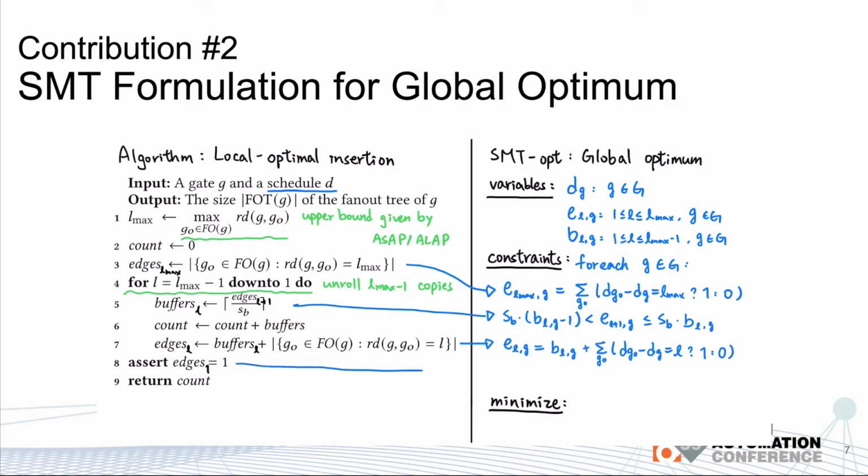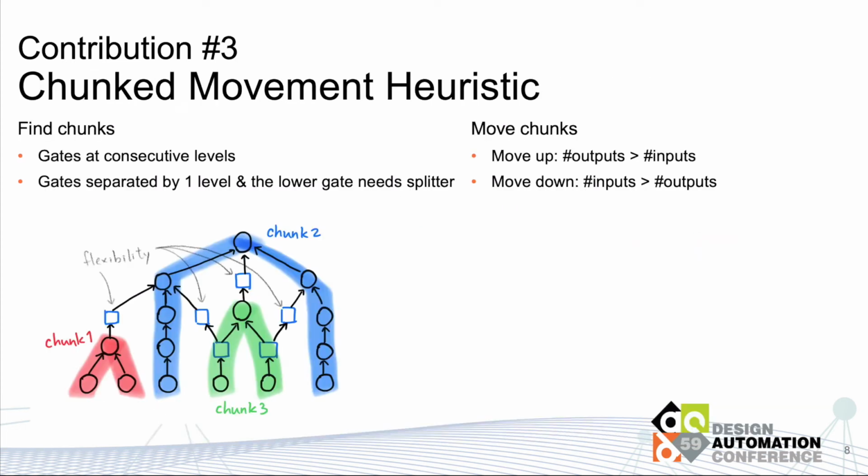We also need to assert the legality of the schedule. Finally, the count variable in the pseudocode is simply a summation over all of the B variables in SMT. And we want to minimize this variable. We use the SMT optimization solver in Z3 to solve the instance. The SMT formulation can find the global optimum, but of course, it's slow and it doesn't scale.